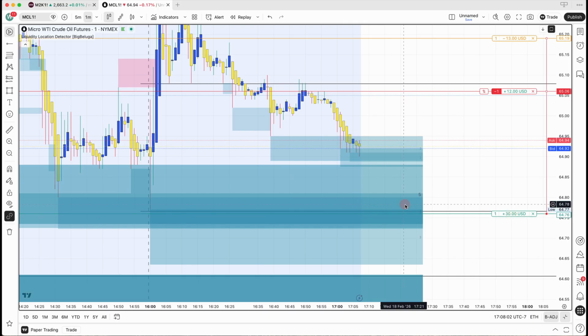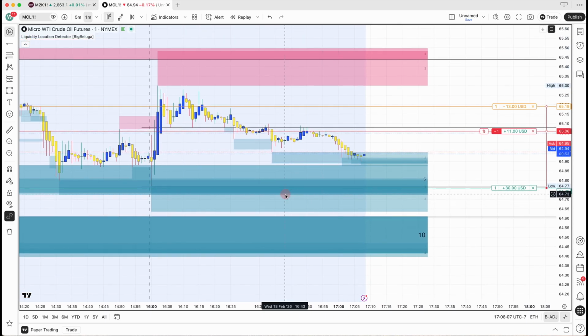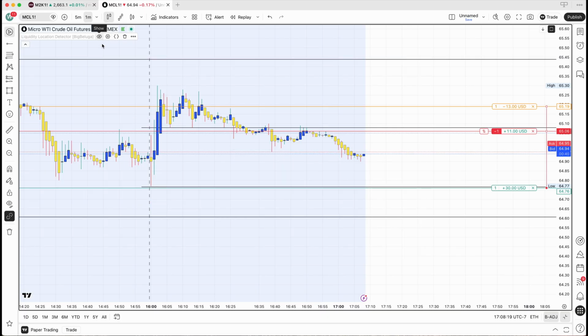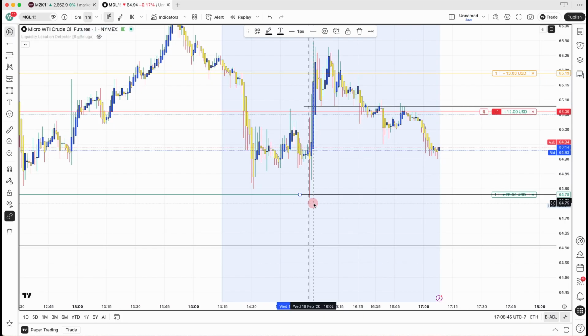Now, what are you seeing here? You're seeing these big green and big red blocks. Well, that happens to be my liquidity location detector indicator. I'm going to turn it off for a minute so you can see what's going on here. There's my line that says that's just where I think price is going to go to.